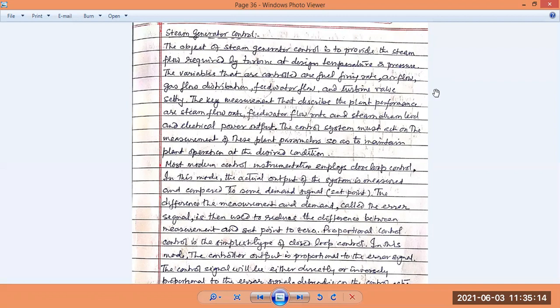Now, the variables that are mostly to be controlled are fuel firing rate, air flow, gas flow distribution, feed water flow, and turbine valve setting. What are these variables like? First of all, the fuel firing rate. Air is being used to burn the fuel, and how much air is required to burn a known amount of fuel is an important factor.